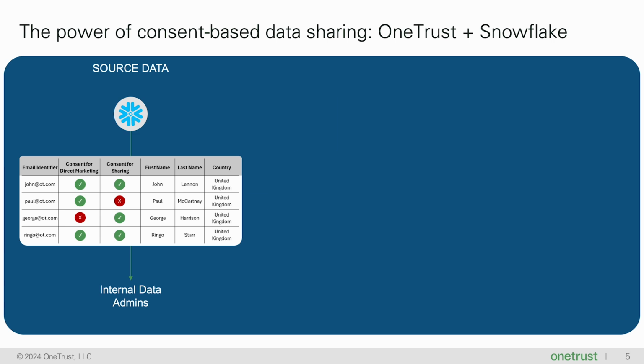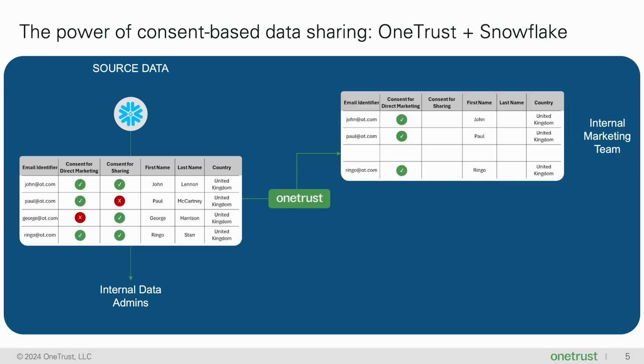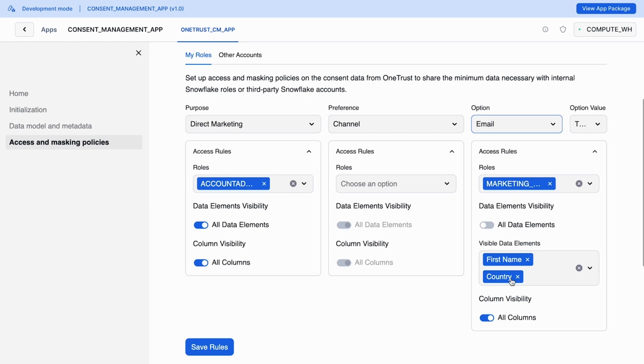So what I just showed you is for the internal marketing team. When my internal marketing team comes in and tries to access the data, they're coming in on that first purpose, direct marketing. And they're going to get that information from John, Paul, and Ringo. And they're only going to get two data elements. They're going to get first name and country in this case, right? So let's go back to what we were showing before. First name and country on the right-hand side. Marketing people get that. And this is how OneTrust understands its rules and uses the Snowflake native policies to enforce it.